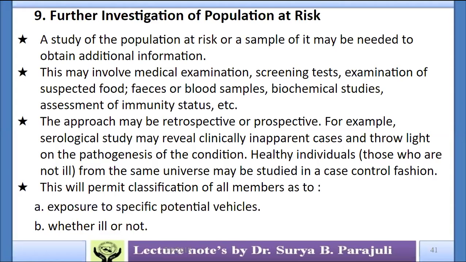I think maybe in your clinical classes the medicine people or pediatrics people will teach you pathophysiology of dengue. I don't know about microbiology and pathology. I think they already taught you in your first year or second. I know, but you should understand the concept of further investigation of population at risk. And the approach may be retrospective, you try to go back and find the cause, or prospective.